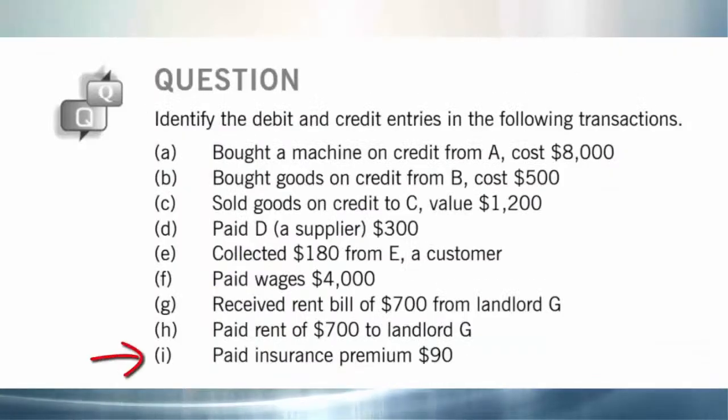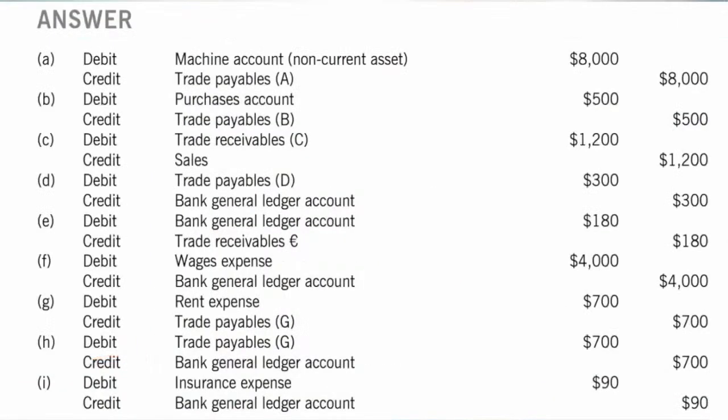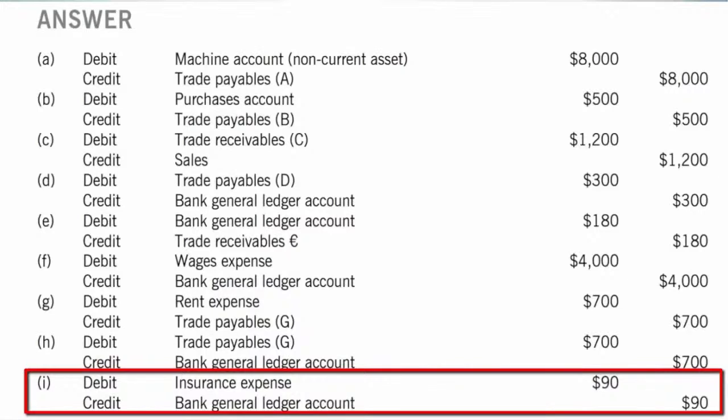Transaction I. Paid insurance premium of $90. Explanation. Insurance is an expense which increases with a debit entry in the insurance expense account. The payment reduces the cash balance. A decrease in assets, cash, is recorded with a credit entry in the bank general ledger account. Entry. Debit insurance expense account for $90. Credit bank general ledger account for $90.